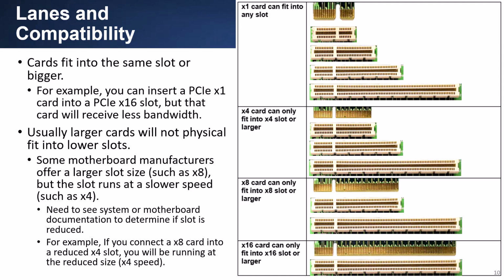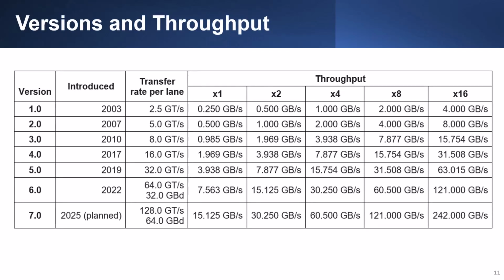Some motherboard manufacturers offer a larger slot size, such as by 8, but the slot runs at a slower speed, such as by 4. Besides the number of lanes, PCI Express also has different versions throughout the years. Slots released with the newer versions are faster than the versions released earlier.